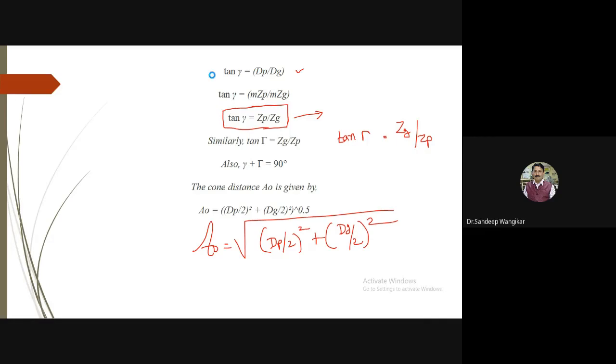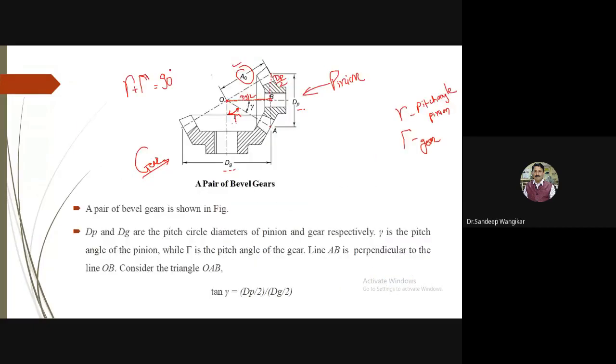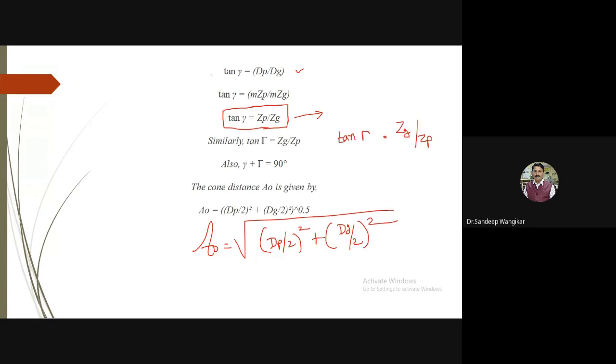This virtual number of teeth formula, once again I will repeat: Z dash is equal to Z divided by cos of gamma. This equation is required in calculation. It gives the relation between virtual and actual number of teeth. Then from this diagram you can say tan of gamma is equal to Zp by Zg. By using this equation you can calculate gamma, or if gamma is given you can calculate the unknown number of teeth on maybe pinion or gear, and then you can calculate the cone distance A naught, which is under root of (dP by 2) square plus (dG by 2) square. These three formulas are important.